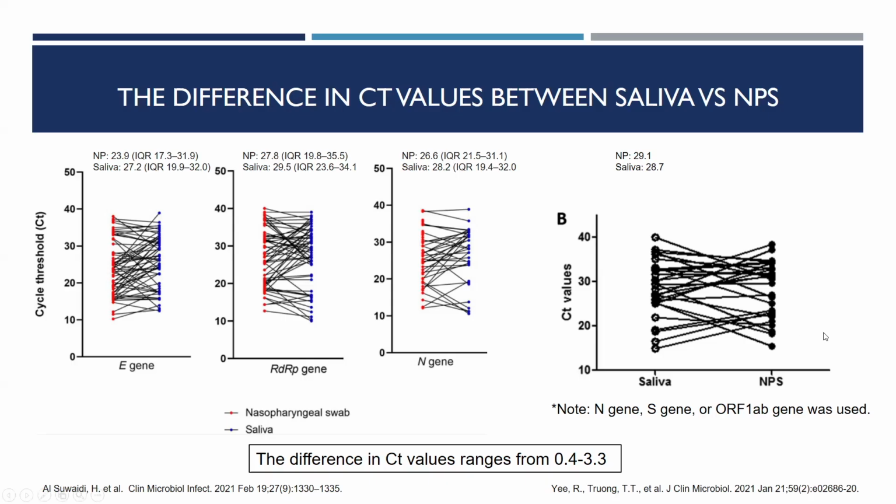However, in our particular study, we actually saw that there was no statistical significant difference. If anything, the CT values in the NP swabs had an average of 29.1, which is 0.4 higher than the saliva specimens, actually. But something to note is that we used an assay that detected for the N, S, as well as the open reading frame 1AB gene. So there could be some differences in the methodologies that we used. But overall, this is to say, there could be differences in the CT values between the two specimen types. They may not be exactly identical, and the range can be anywhere from 0.4 to 3.